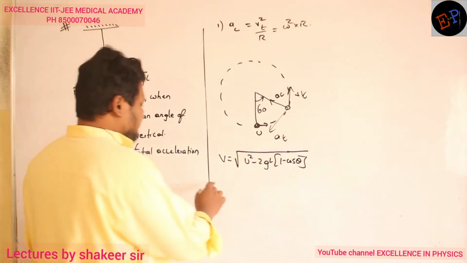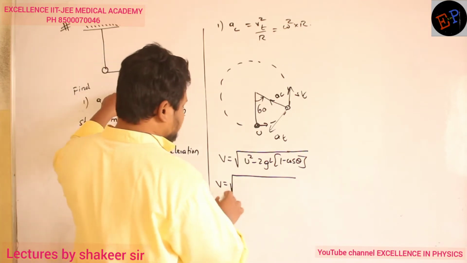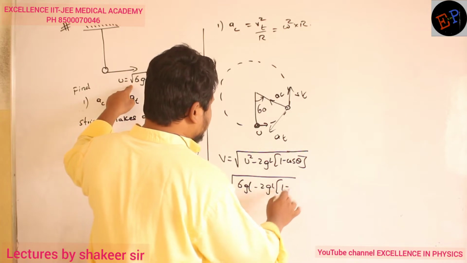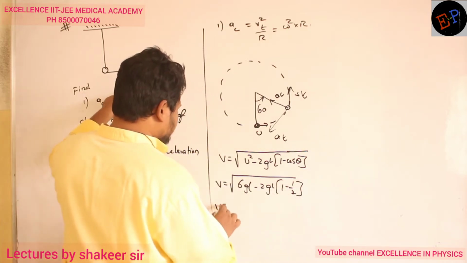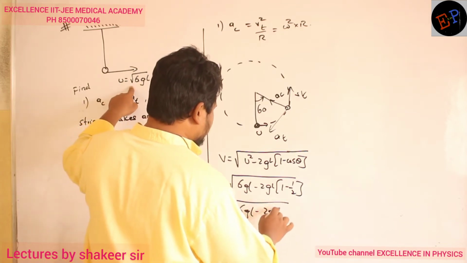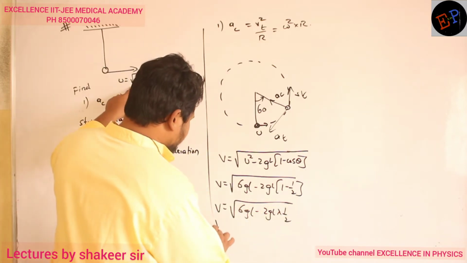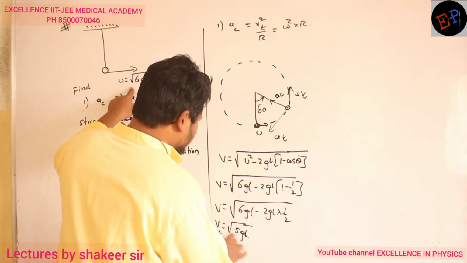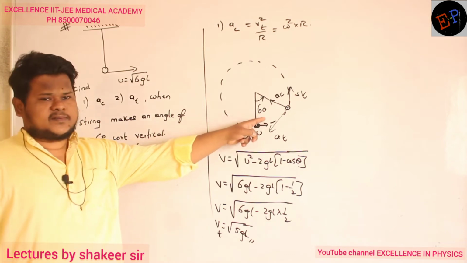So, V equals square root of, initial velocity root 6 GL whole square, so 6 GL minus 2 GL into 1 minus cos 60. Cos 60 is 1 by 2, and 1 minus 1 by 2 is 1 by 2. So, V equals square root of 6 GL minus 2 GL multiplied by 1 by 2. The 2 gets cancelled, so V equals root 5 GL. This is the final tangential speed after covering an angle of 60 degrees.